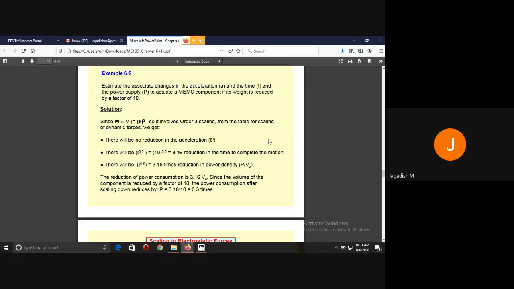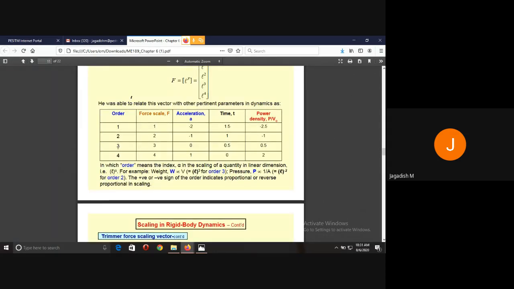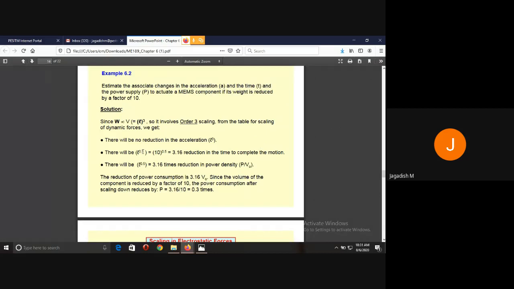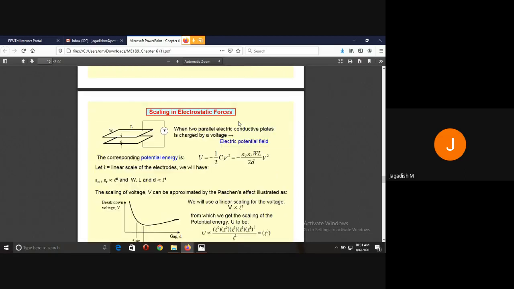So they have given an example. If I reduce the weight by 10, then what is its effect on acceleration, time and power supply? So weight is proportional to volume, that is L cube. So its order should be 3. Now go to this table. This order is 3. Refer all the parameters which are coming in this order. So there is no change in the acceleration. Time will reduce by 0.5 and power density will reduce by 0.5. That is, you will have L to the power 0.5, that is 10 to the power 0.5, 3.16% reduction in power density. I hope you have understood this.